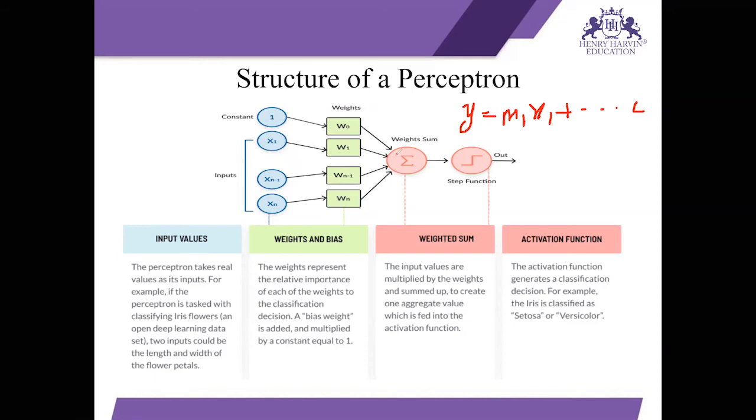Then the weighted sum: the input values are multiplied by the weights and summed up to create one aggregate value, which is then fed into the activation function. The activation function generates a classification decision. Now, based on this, the iris is classified as setosa or versicolor, right? So hope it is clear to you, right?